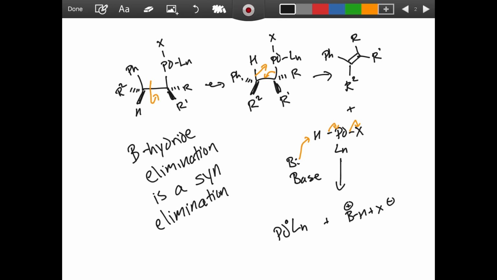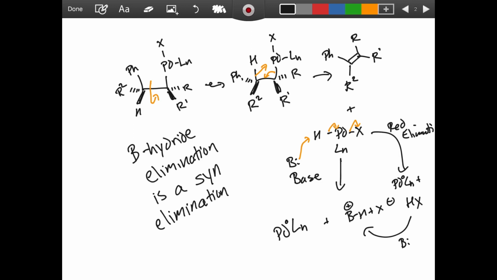Or you can think of it as the palladium doing effectively another reductive elimination, right? So palladium could do a reductive elimination to make your palladium 0 with your ligand plus your HX, and then HX reacts with the base to make the salt. So the base's only role in this reaction is to soak up any acid that is made during the course of this reaction.